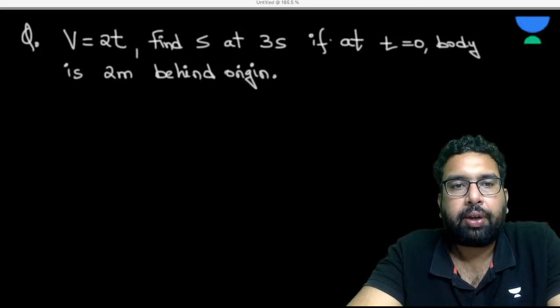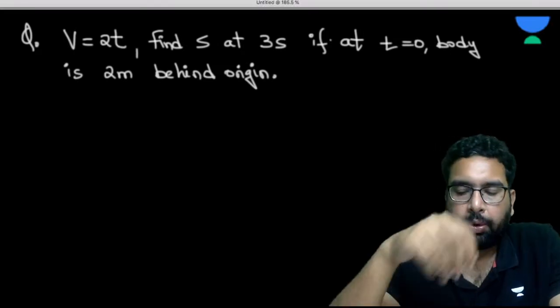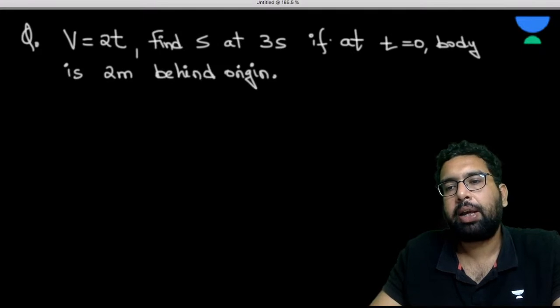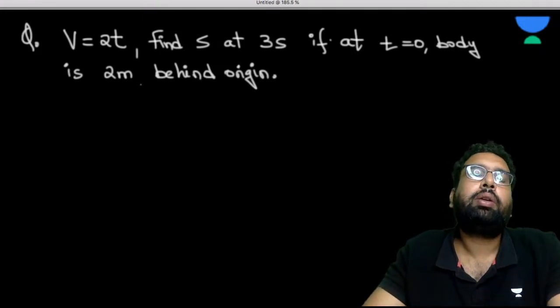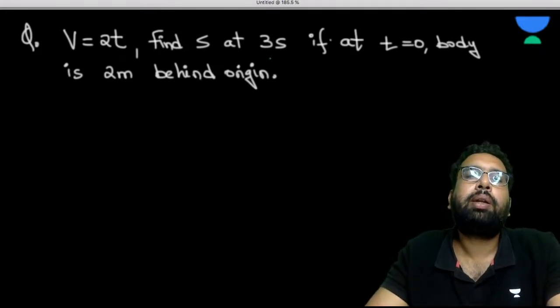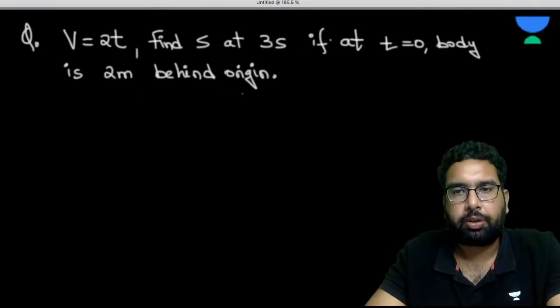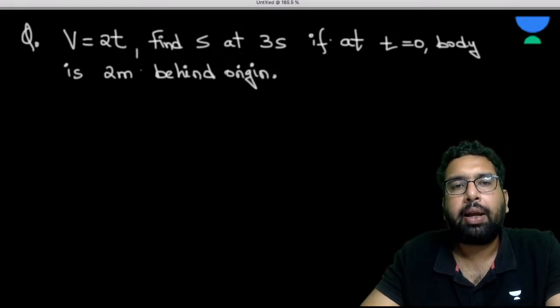See, this is a very simple concept again. We are going to solve it in the same way. We have velocity is equal to 2t, and we need to find displacement at 3 seconds if at t is equal to 0, the body is 2 meter behind origin.